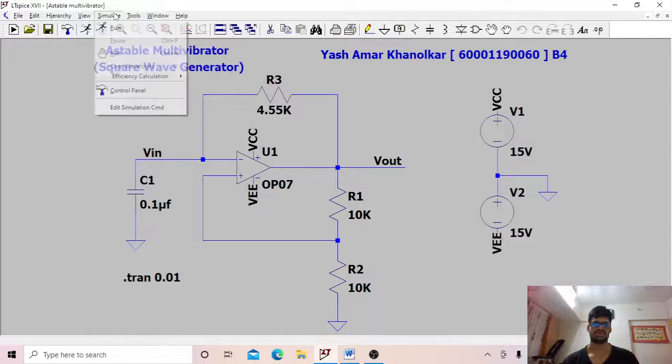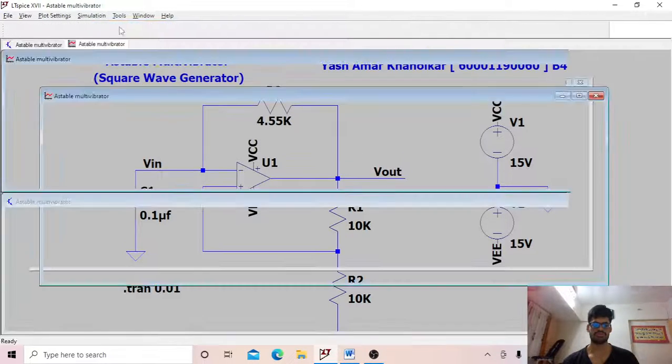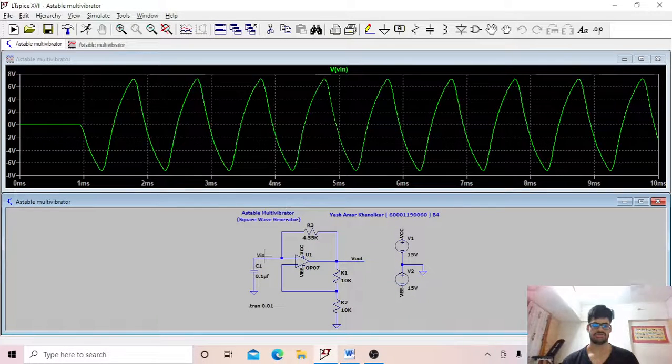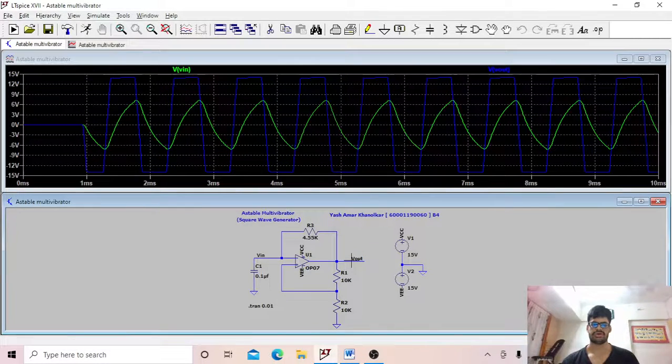So we can see this now. You can check Vc, and we can see that it is a freely running wave right here, and we can check Vout, and we see that whenever C1 changes from plus beta Vsat to minus beta Vsat, then we have a change in the output. So it goes from plus Vsat to minus Vsat. And this is all I can say about the astable multivibrator circuit.